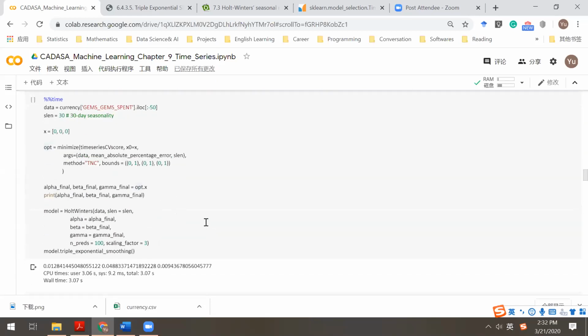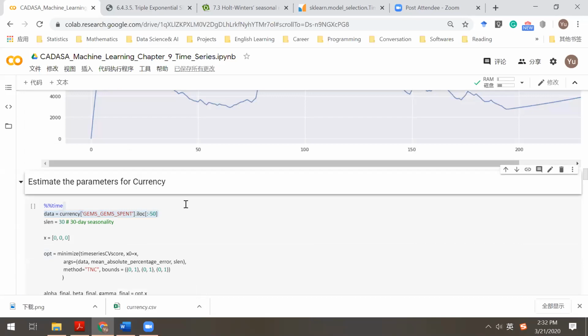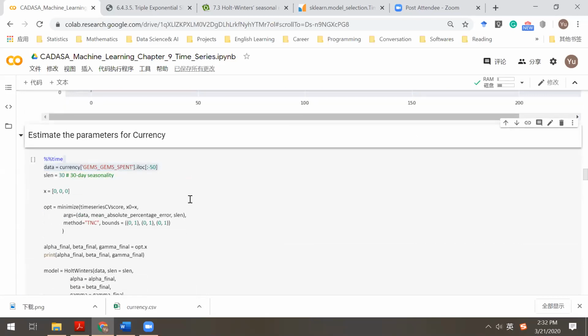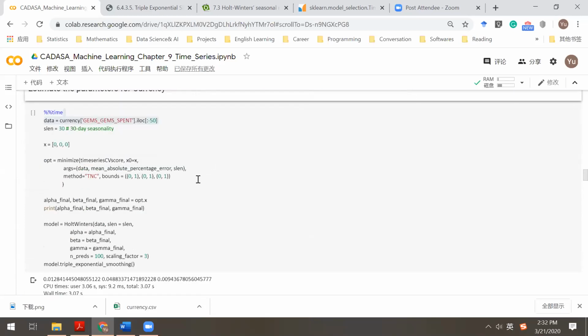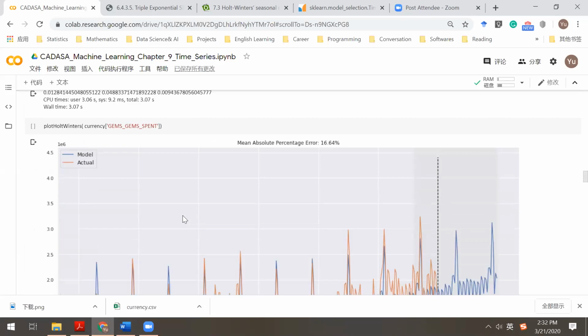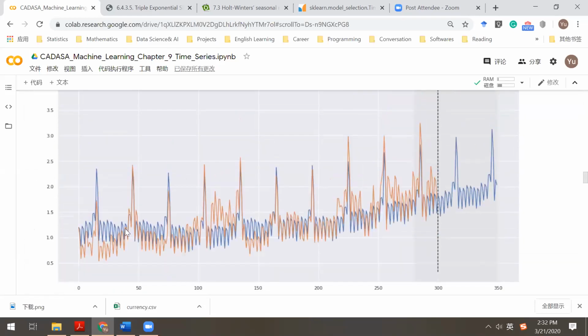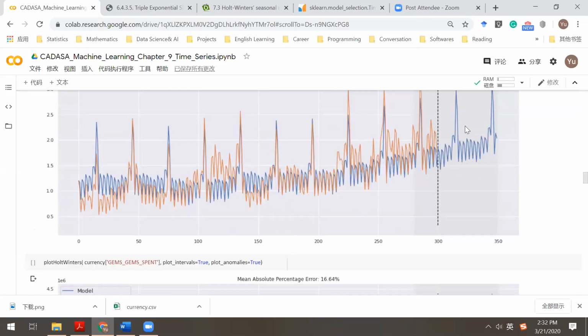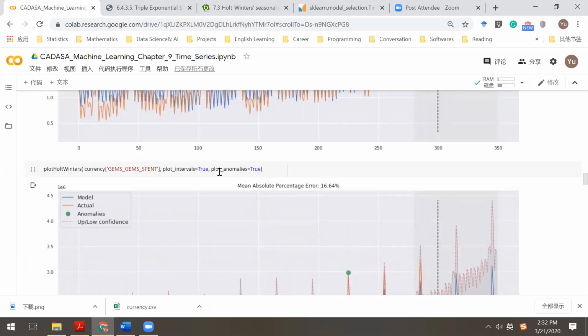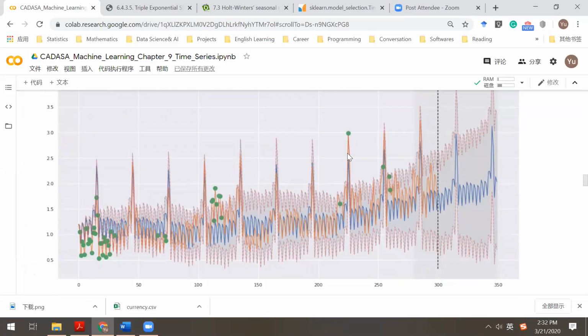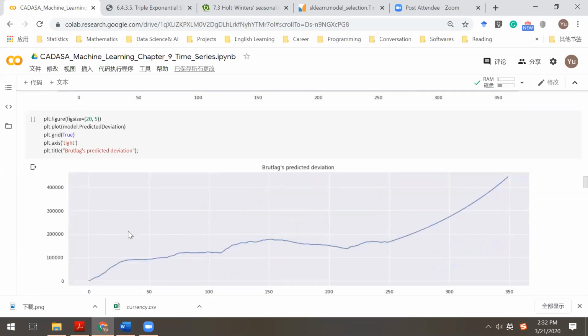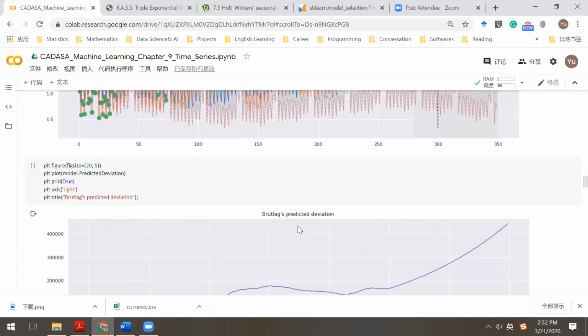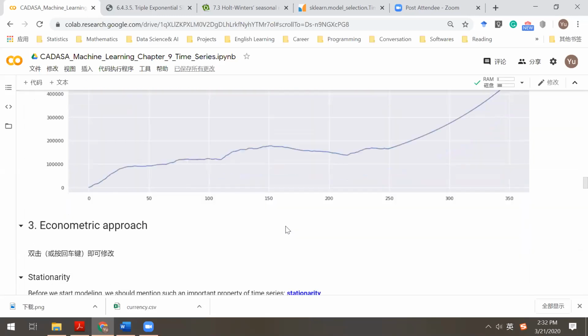So the next is estimating the parameters of the current data. It's similar to the previous advertisement data. We use the same function to estimate alpha, beta, and gamma, then we plot it here. This is a nice trend, and you can select how many more data points you want to predict. Here you can also show the intervals and anomalies. You can detect those kinds of anomalies. And here is the predicted deviation. So this is my part. Do you have any questions?